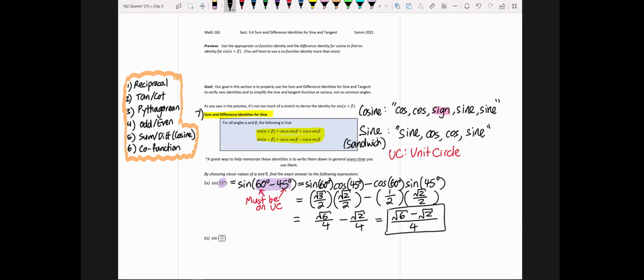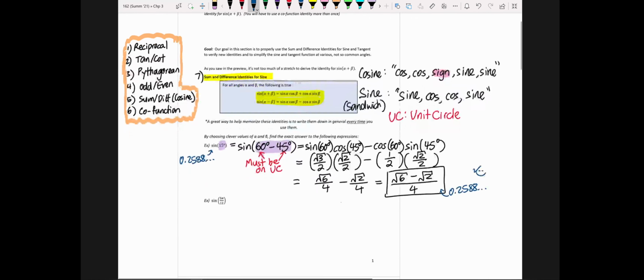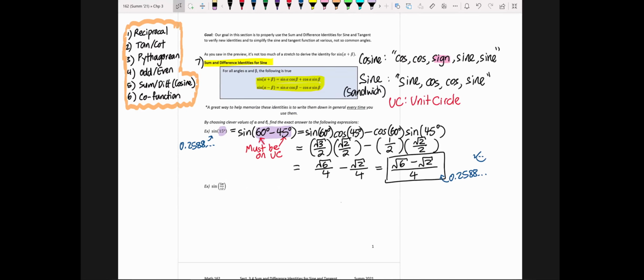And to check your answer, we need to be in degree mode. We put in sine of 15 degrees is 0.2588. Our answer is also 0.2588 ... So it does check out. Always check the instructions to see if they want exact form or decimal approximation.